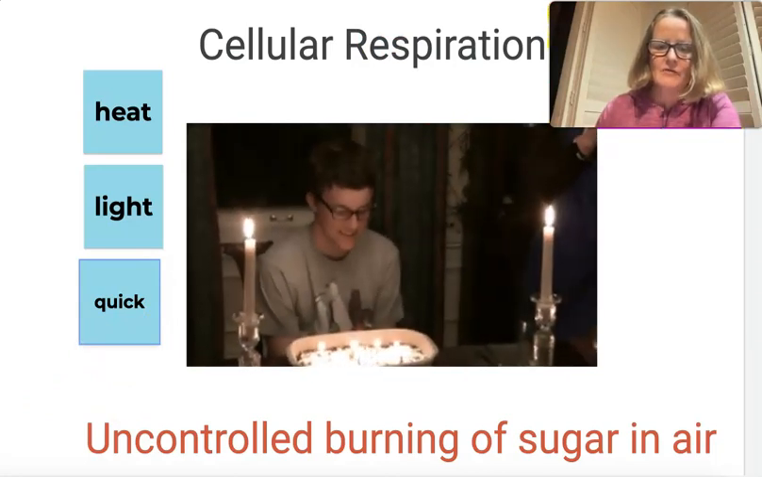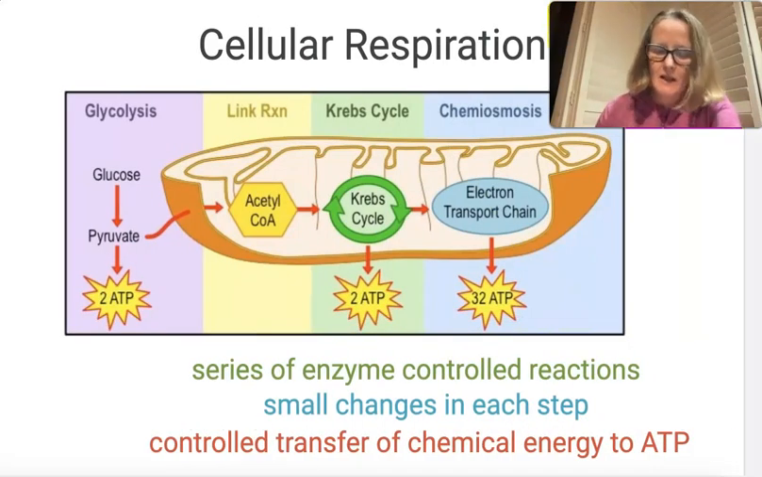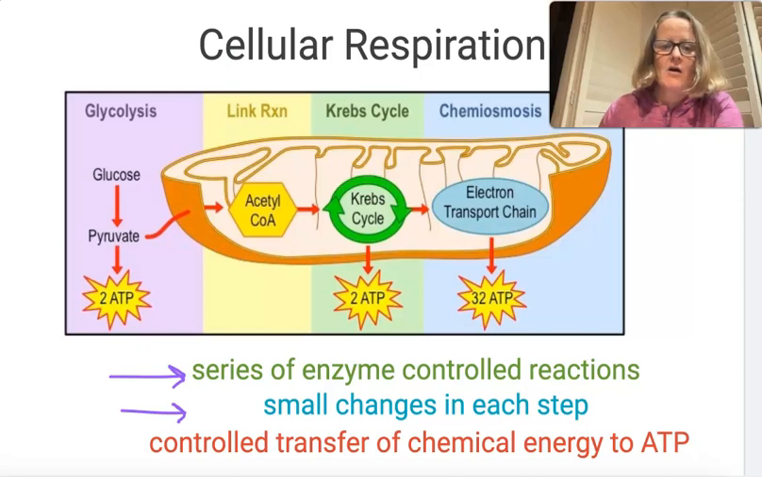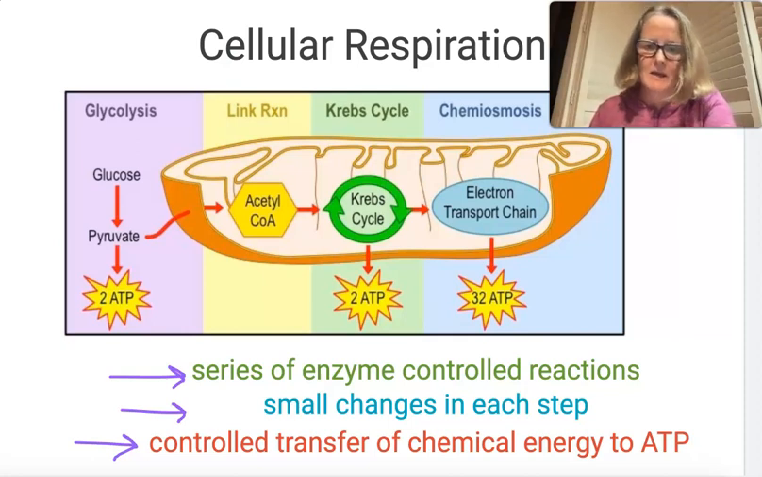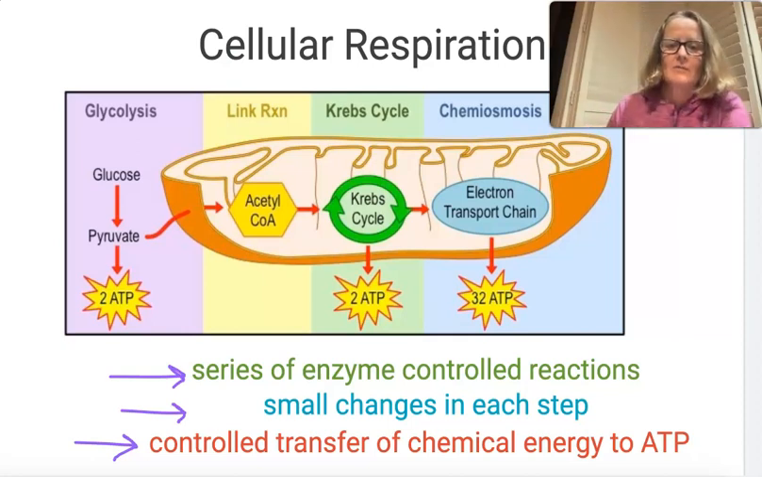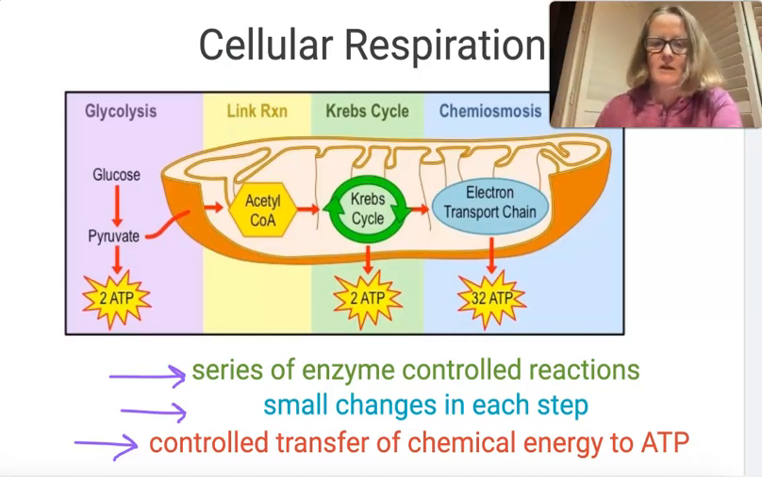What we do get, however, when we think about cellular respiration, is a series of enzyme-controlled reactions with very small changes in each step, and they are resulting in a controlled transfer of chemical energy from the glucose to the ATP. And because of that, we are able to get lots of ATP out in a way that does not end up in a big explosion. So there are actually 4 parts to cellular respiration, and we are going to very much gloss over the biochemical details because we don't need them for our course, but they are very complex.